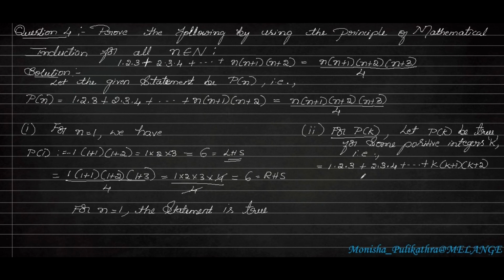So this equation is equal to k into k plus 1 into k plus 2 into k plus 3, whole divided by 4. Let this be equation 1. So this we have to substitute for the third segment. So let us continue in the next slide.